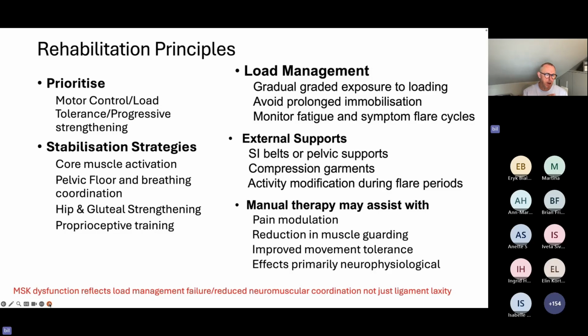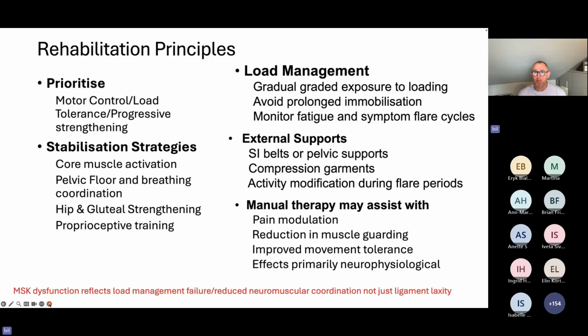And I have some resource information that I'll leave with the vet at the end of the talk that has some programs that specifically look at how you can progress these patients, maybe to give you some ideas of how you would progress them slightly differently to other patients that you might see. Load management: gradual graded exposure to loading, avoid prolonged immobilization, monitor fatigue and symptom flare cycles.